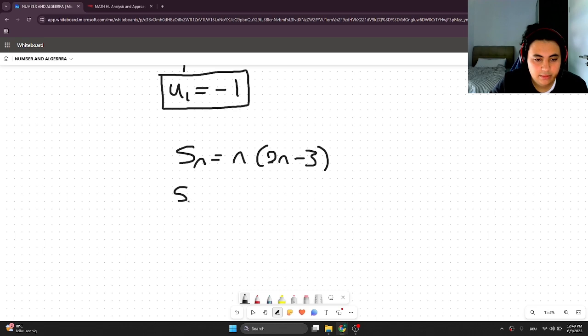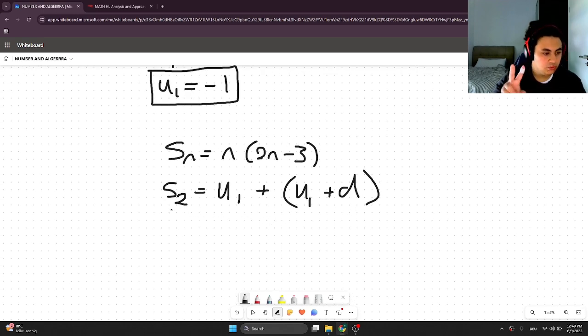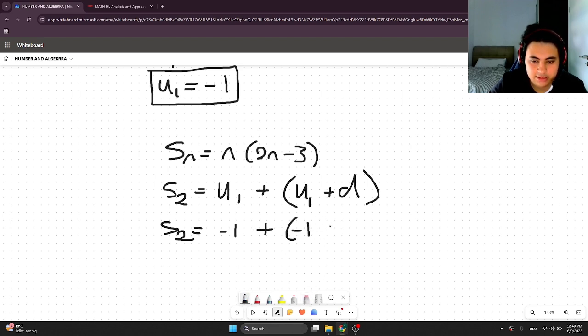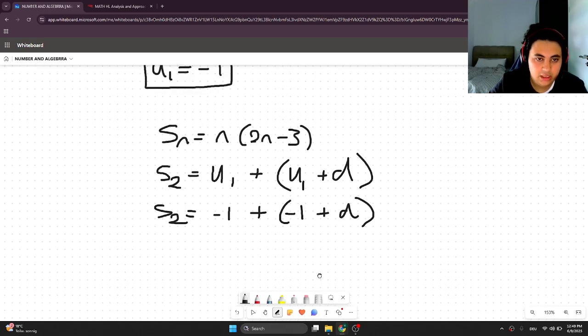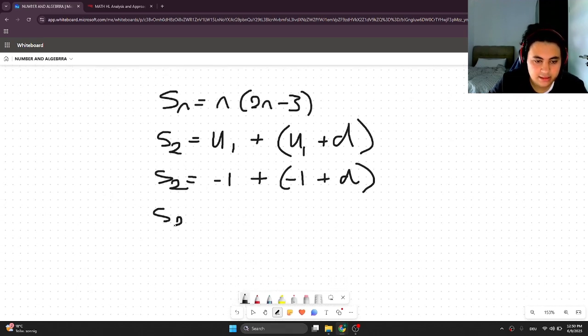So for the sum of two terms, it's going to be equal to u1 plus u1 plus d. Okay? So this is the sum of the two terms of this arithmetic series. We already know u1, so we're just going to plug it in. So S2 is equal to u1, which is -1, plus (-1 plus d), and close the bracket off. Let's simplify it as much as we can. -1 minus 1 is going to be -2 plus d.